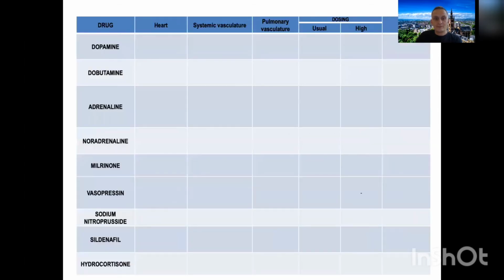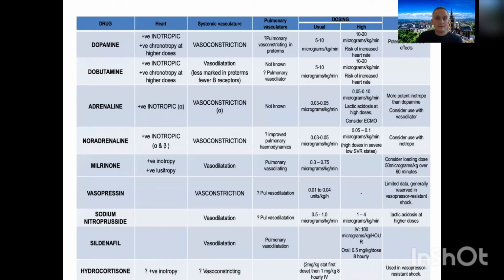So what about those agents, those specific drugs that we commonly use in neonatology? What do they do? Which of those actions do they have? Well, let's start with dopamine. Dopamine is a positive inotrope and at higher doses will also increase heart rate. In the systemic circulation, it increases systemic vascular resistance, so as a vasoconstrictor. Its action on the pulmonary vasculature isn't entirely clear. There's some data to suggest it may be pulmonary vasoconstricting in preterm infants.